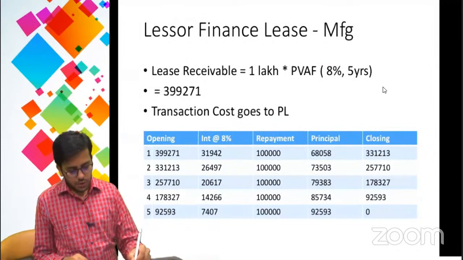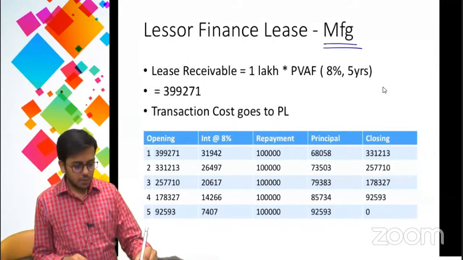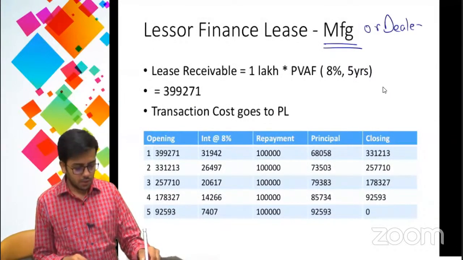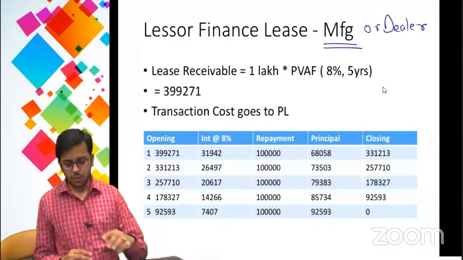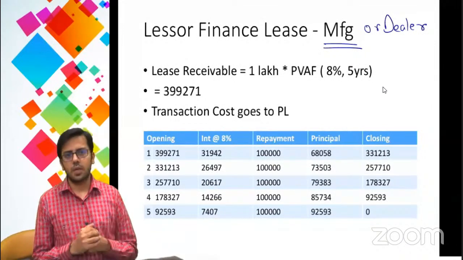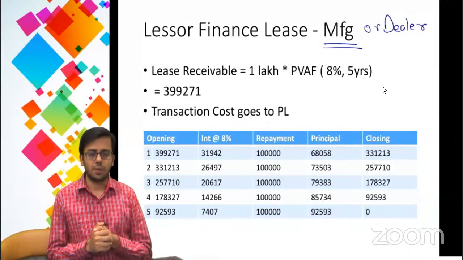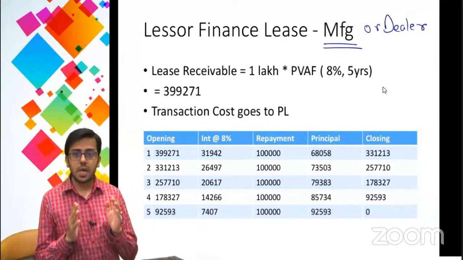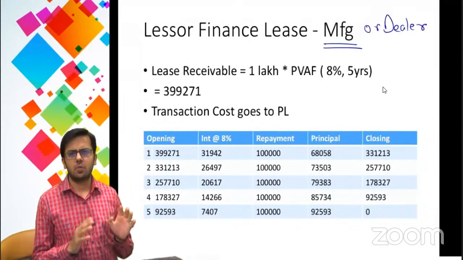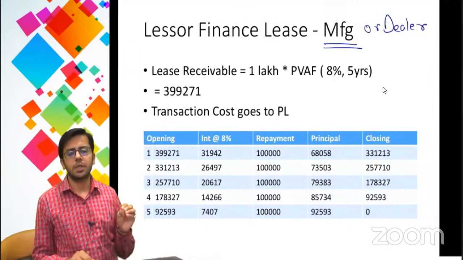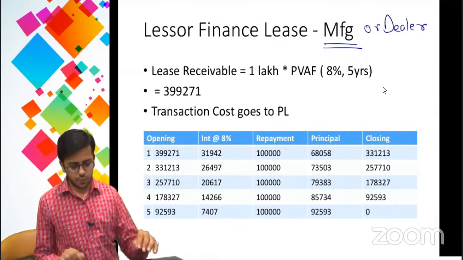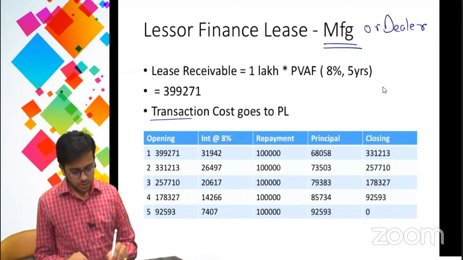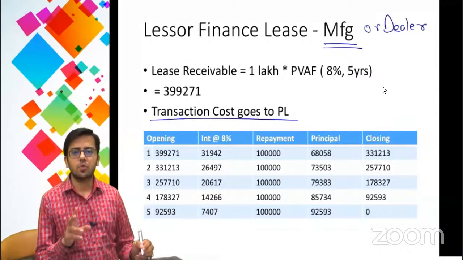Now moving towards the lessor being either a manufacturer or a dealer. In that case, how will he account for the same? Remember, first point: transaction cost will go to PL. Whatever transaction cost is incurred will be transferred to the profit or loss account. Nothing is adjusted to lease receivable; it will go to PL, only in case of manufacturer and dealer.